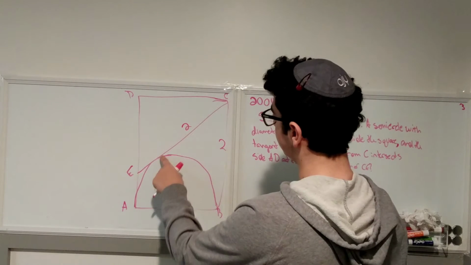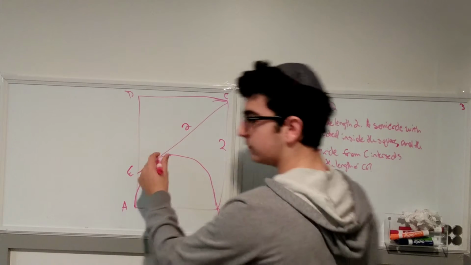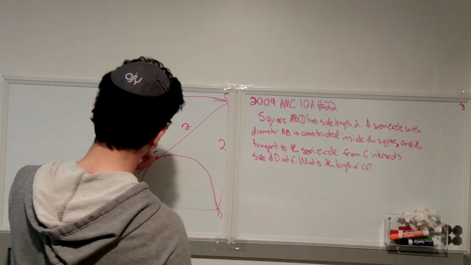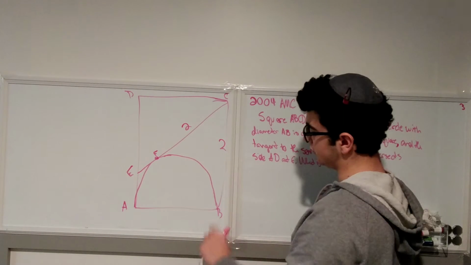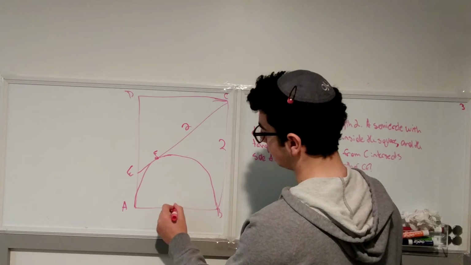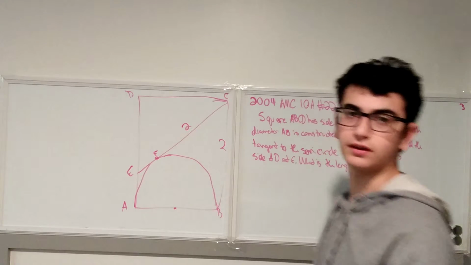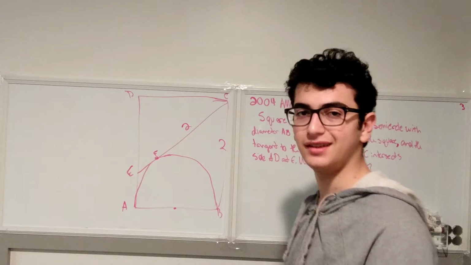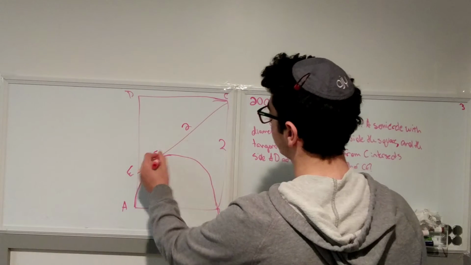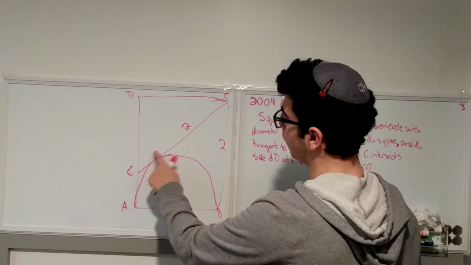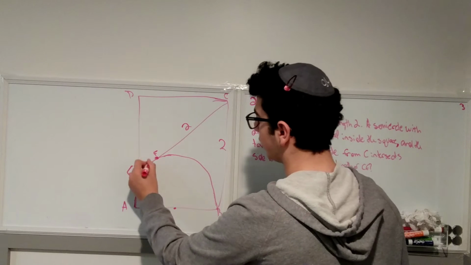So C, and we will call this point F, CF is going to be equal to CB. Also, just for later on, this is going to be called G, just giving you a heads up for the future. So this length is also 2, so all we need to find is EF. I'm going to call that X.